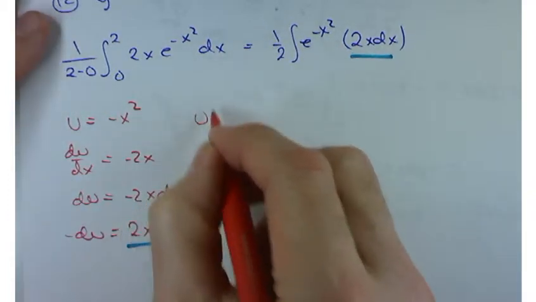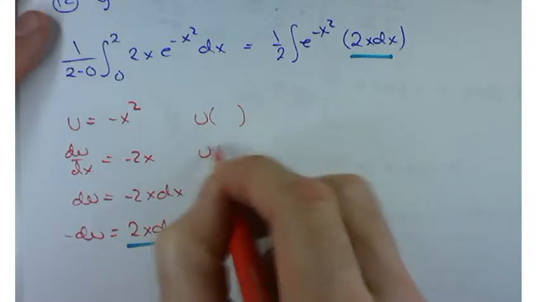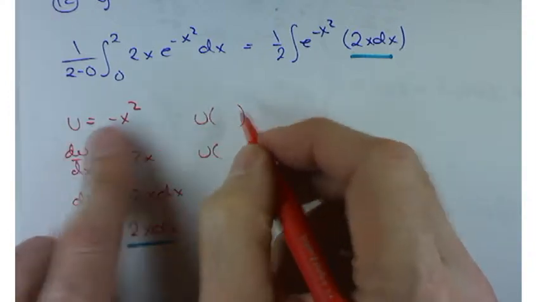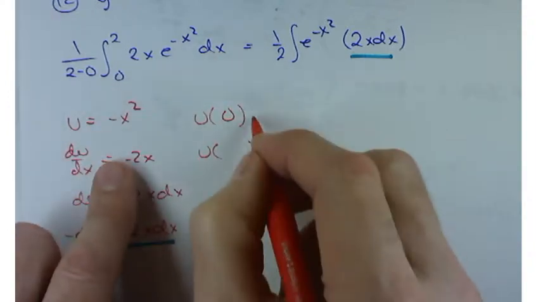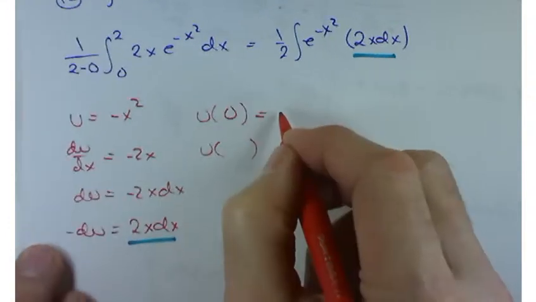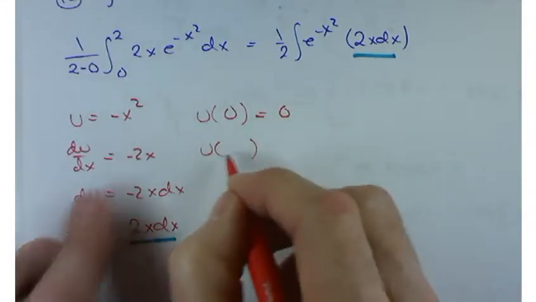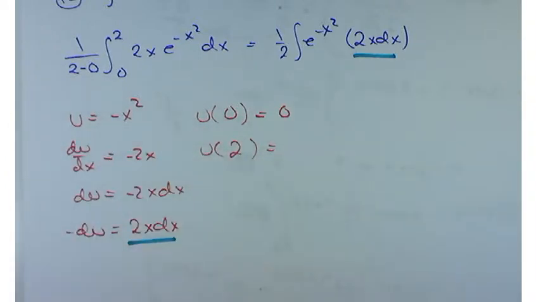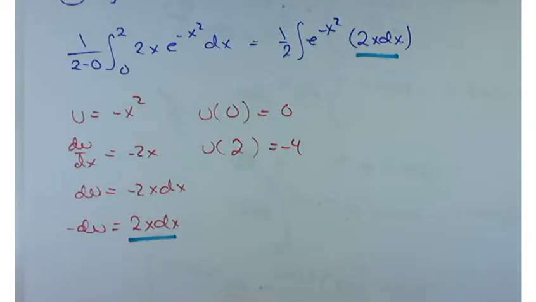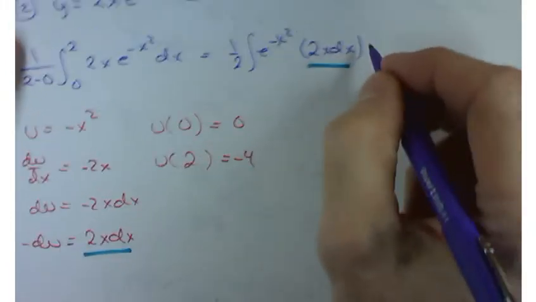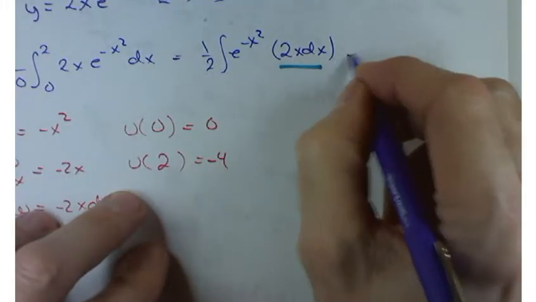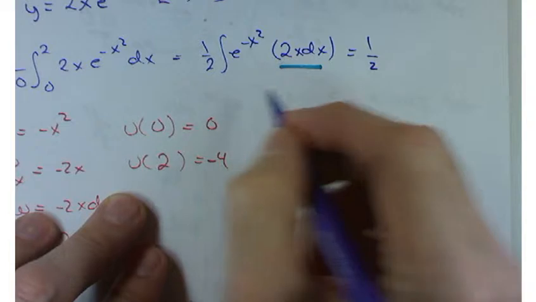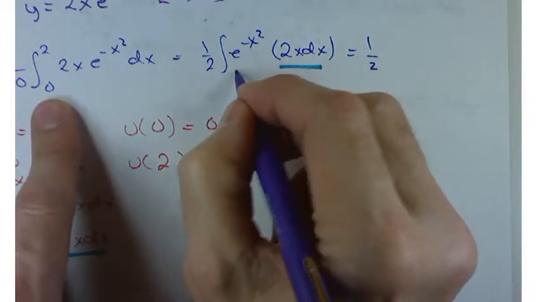Now Brandon wants to help me change the intervals, so let's go for it. u of 0 would equal what? 0. How about u of 2? Negative 4. Okay, I think we've got everything we need here. So it's going to be 1/2, and the intervals here are still 0 to 2.